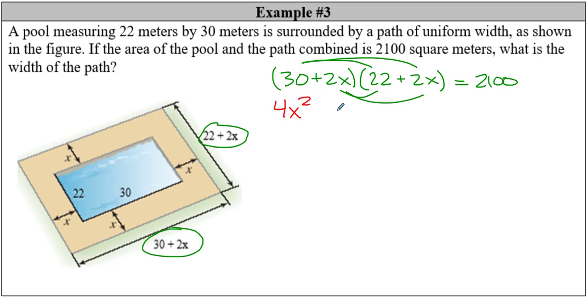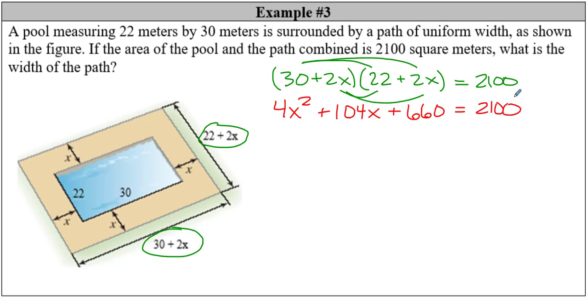All right, so this is going to give me 4x squared plus 104x plus 660. Okay, so this right now is not modeled in standard form, right? The x is after the constant. I already went ahead and crunched this out. Multiply it how you need to multiply it, then put it into standard form right here. This is what you should get. Okay, and then this is equal to 2,100.